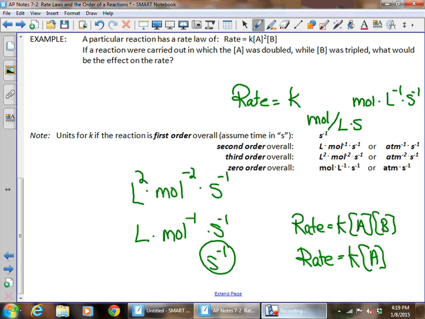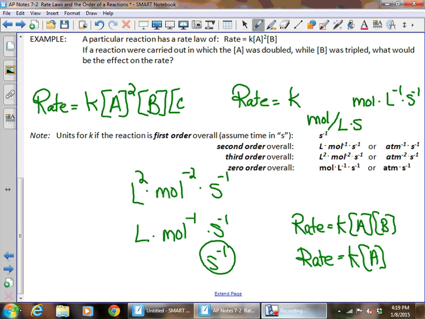You can do anything. About 3 years ago, they had a reaction in which they said it was something like this. I don't remember exactly how they stated it, but they said something like this. The rate was K, A squared, B, C to the third. Let's say that was the rate law for this particular reaction. We didn't have to calculate it or anything. That's just what they gave us. And then they asked us what the units for K would be.